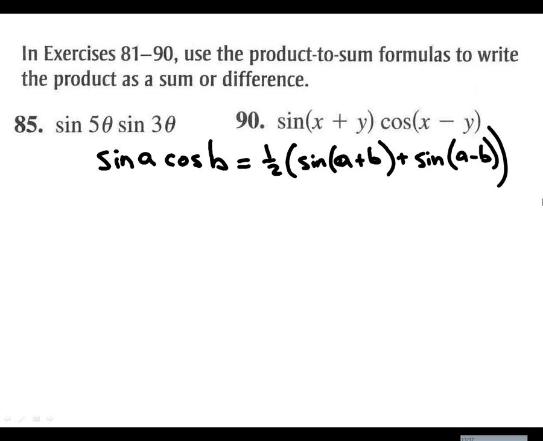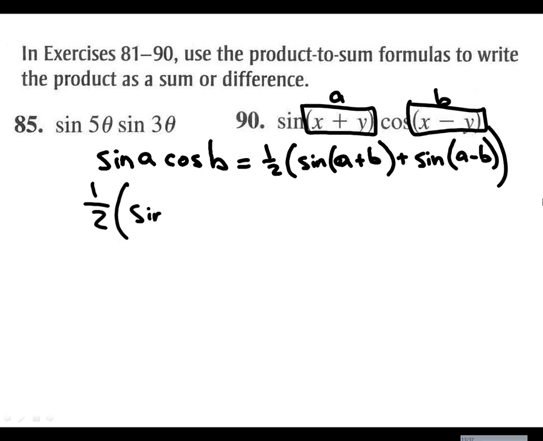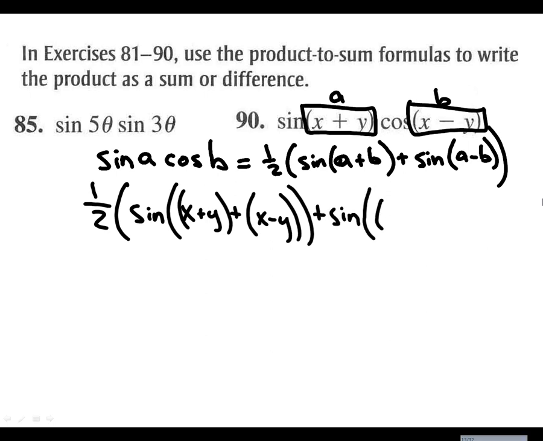So if we go ahead and plug this in, what's our A? Our A is this whole parentheses. What's our B? Our B is this whole parentheses here. And so we're going to have to just keep track of our parentheses as we go through. 1/2 sine of A, which is x plus y, plus B, which is x minus y, plus sine of A minus B. One more parentheses. A lot of parentheses there.